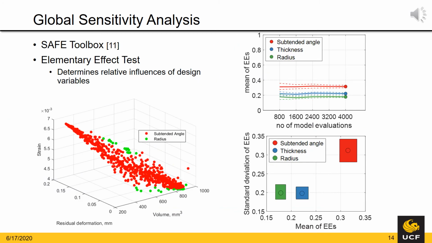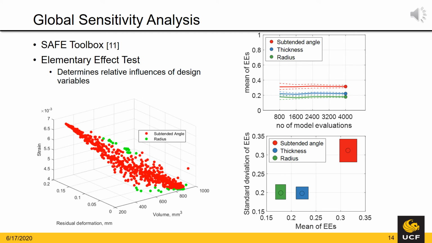In comparison, a global sensitivity analysis was conducted over the entire design space. The elementary effect test was utilized via the SAFE toolbox for MATLAB. The results of the global sensitivity analysis are shown in the 2 graphs on the right-hand side. The analysis revealed the subtended angle to be the most influential parameter on the residual deformation over the entire design space. The results indicated radius and thickness of the cross-section to be of equal rank.